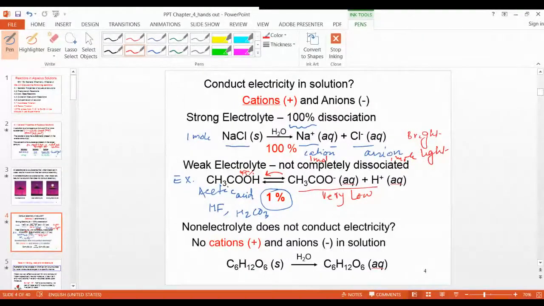Do you understand the difference between strong and weak electrolyte? Can anybody explain to me, please? And this bright light you will get because of what? Tell me the answer, please. First, what is the difference between weak and strong electrolyte? And the second question is, how will you get bright and low light? Give me the answer, please.